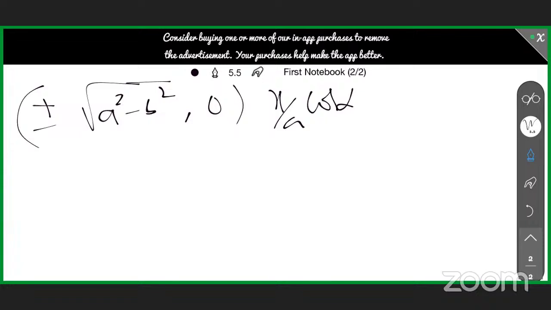Sir, your voice is not clear. Plus y by b sin alpha equals 1. Then what is the product of perpendiculars, sir? Question.